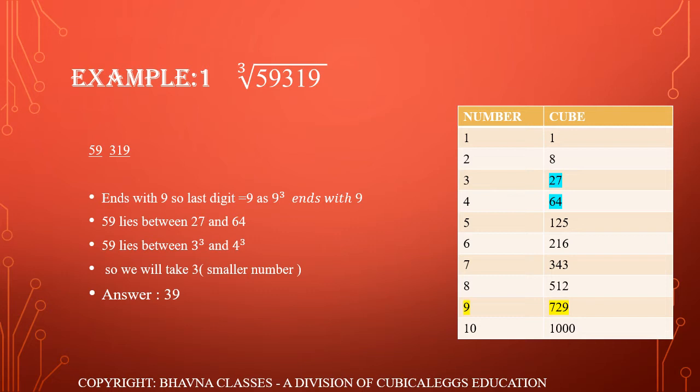Okay. Now I have to get the other digit. So how is it to be done? I'll check 59, the other group. Now 59 lies between 27 and 64. That means 59 lies between 3 cube and 4 cube. But I have to take the smaller number, which is 27 here. The cube root of 27 is 3. So I'll be taking 3. So my final answer will be 39. I hope it is clear to you.